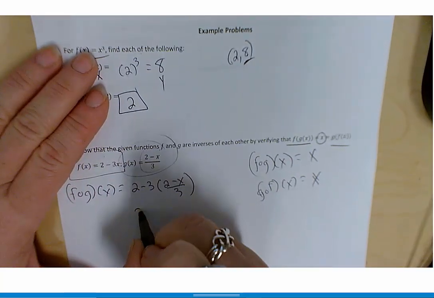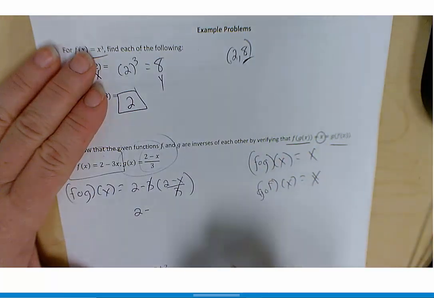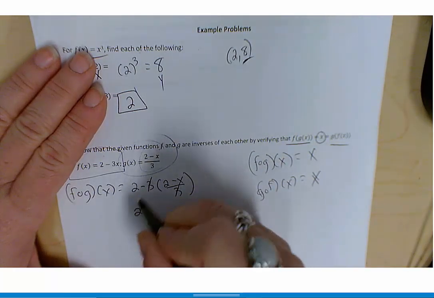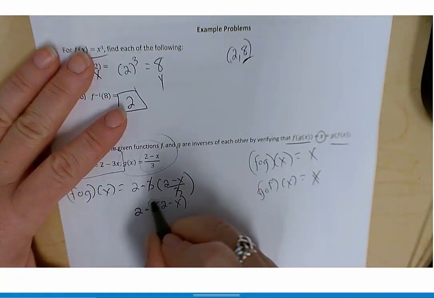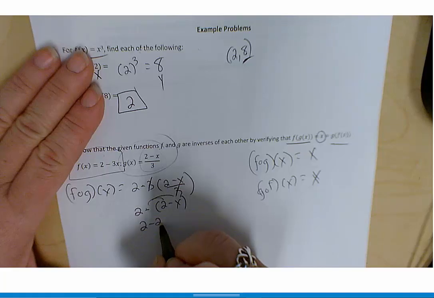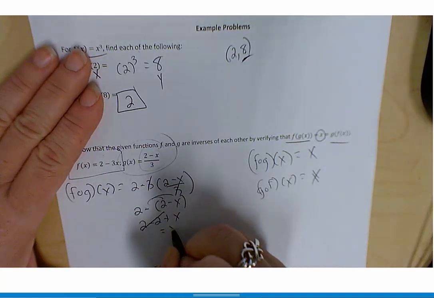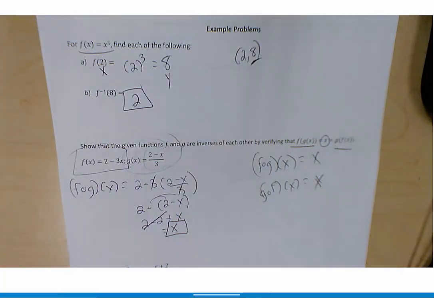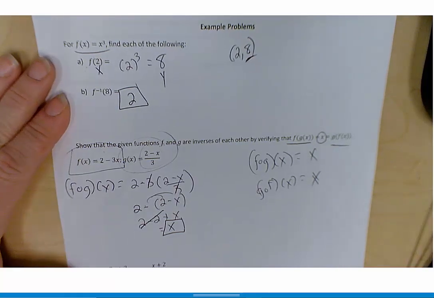Now simplify this. When we simplify this, well, let's see. The 3 in the numerator cancels out with this one, really just leaving us the 2 minus x. Distribute that negative right there, giving us 2 minus 2 plus x. And 2 minus 2 is a 0, which means we did get x when we did this composition, which is good. That's exactly what we're looking for.